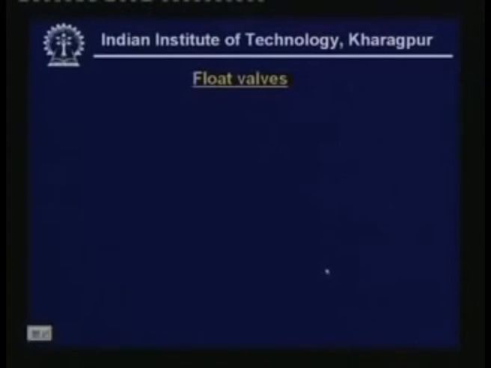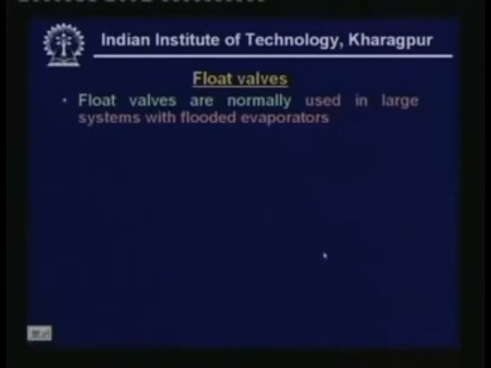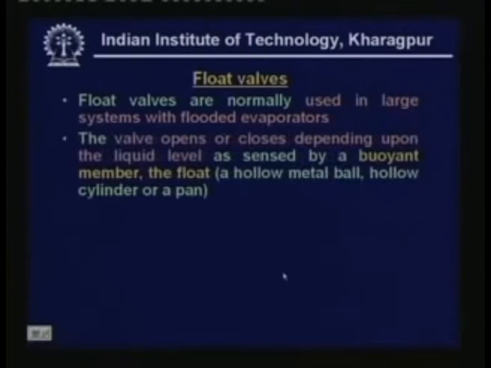Of course, one possible solution is to have a perfect counterflow type of evaporator, where you can have close approach, yet you can use thermostatic expansion valve. Now let me quickly explain the float valve. Float valves are normally used in large systems with flooded evaporators. The valve opens or closes depending upon the liquid level as sensed by a buoyant member.